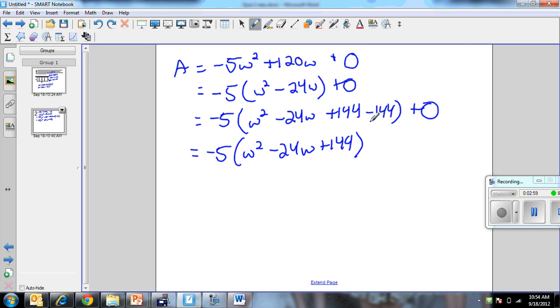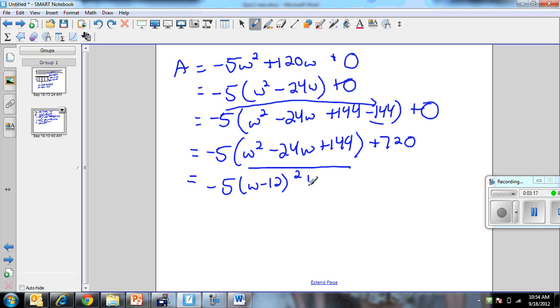Okay, multiply to remove this from the bracket. Negative 5 times negative 144 gives us positive 720. And if we factor here, my 2 factors are going to be W minus 12 and W minus 12. So I can write that as W minus 12 squared plus 720. So my vertex is 12 and 720.